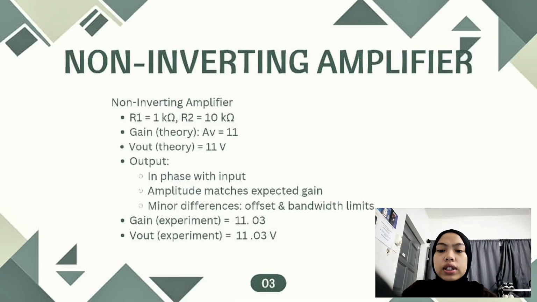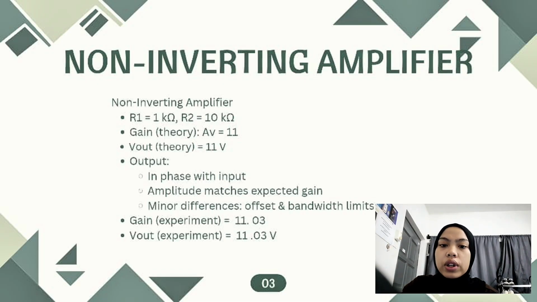For the non-inverting amplifier, I use resistor 1 equal to 1 kilo ohm and resistor 2 equal to 10 kilo ohm. The theoretical gain is equal to 11, and the output is 11 volts.